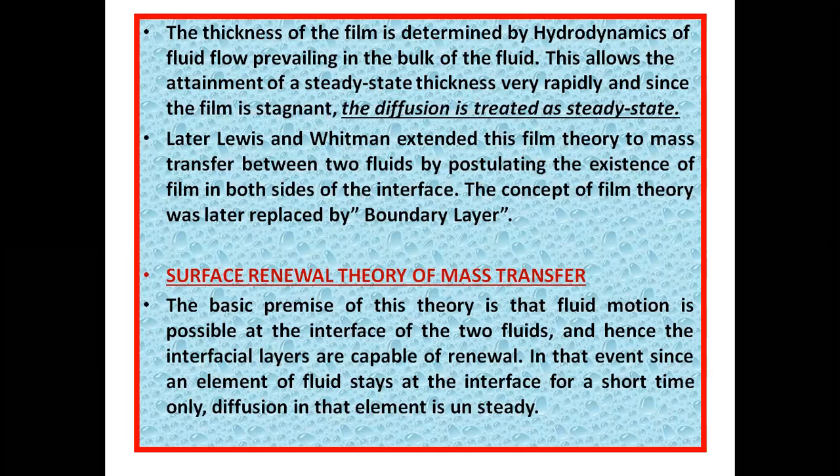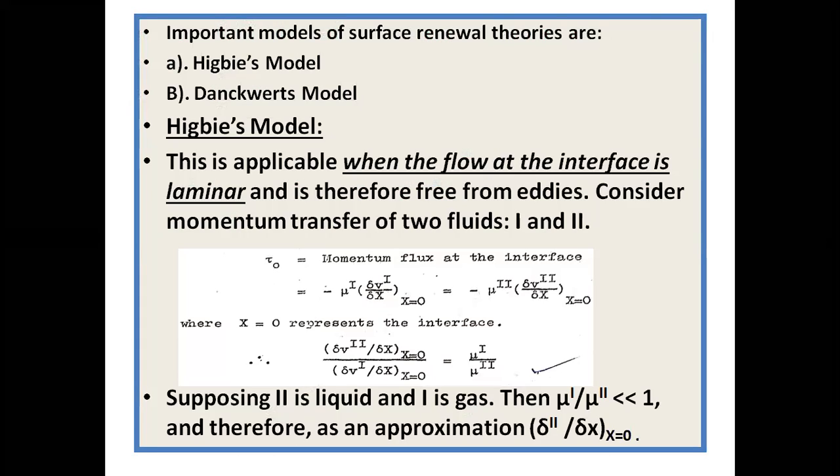Fluid motion is possible at the interface of the two fluids, and hence the interfacial layers are capable of renewal. In that event, since an element of fluid stays at the interface for a short time, the diffusion in the element is unsteady, otherwise that is steady one. Important models of surface renewal theories are the Higbie model and the Danckwerts model.